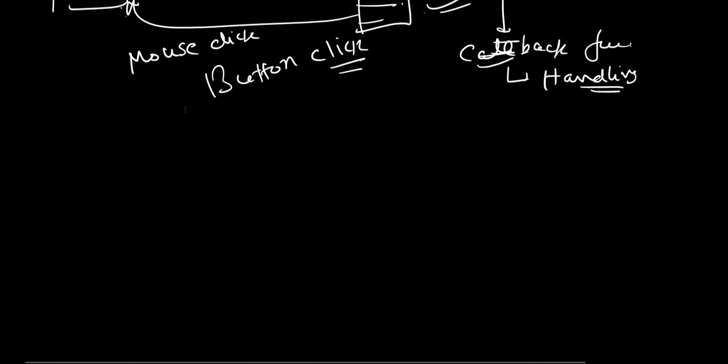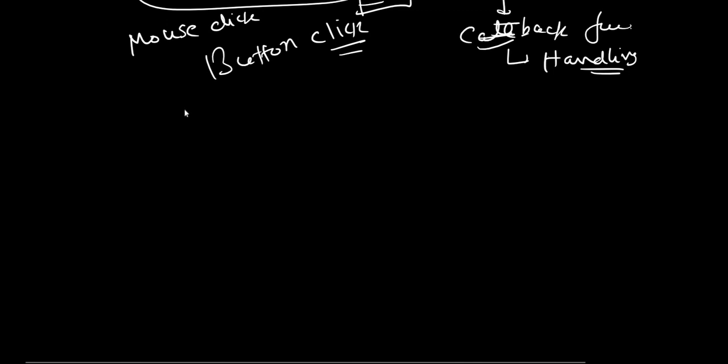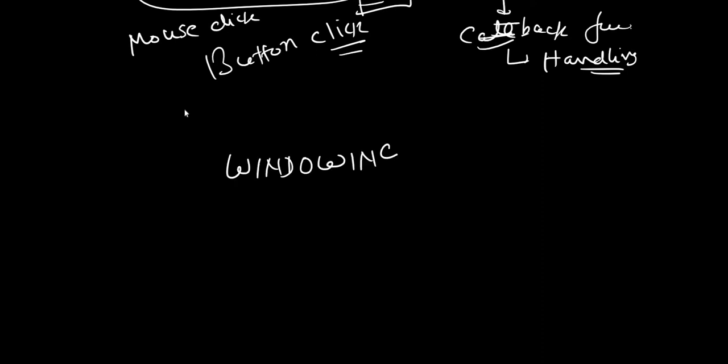Okay, now let's move to the Windows input model. How does our system, our operating system, actually process the request? That we discuss inside the windowing. That particular concept is known as windowing. Okay, so let's start with the basics.